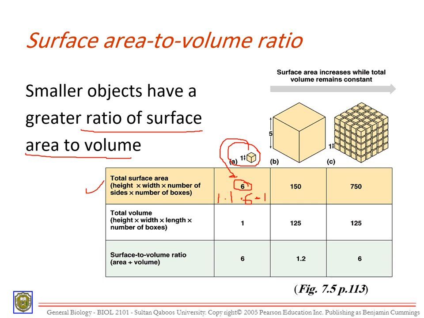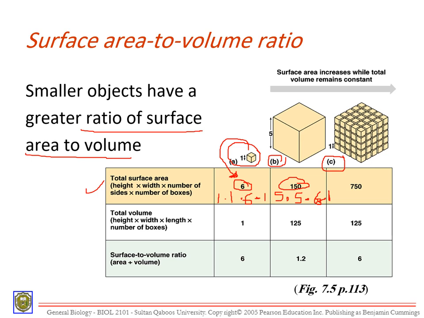Okay. Now let's do the same thing with the rest of scenarios. Here you have the height in scenario B now. The height is how much? 5, right? The height, so you have 5. Excuse my handwriting. All right. Multiplied by the width, 5, multiplied by the number of sides. How many sides do we have? 6, multiplied by the number of boxes, which is 1. So we have 25 multiplied by 6, and that is 150. Okay, beautiful. Now we're going to go to the next.